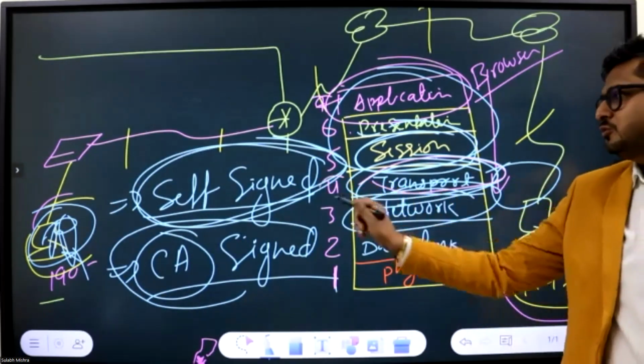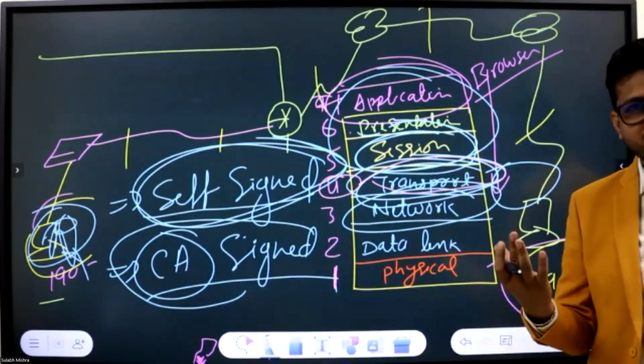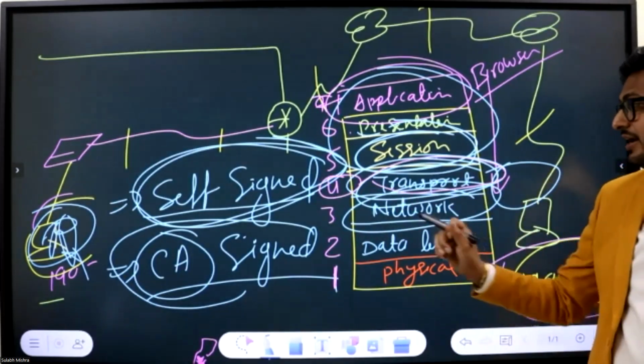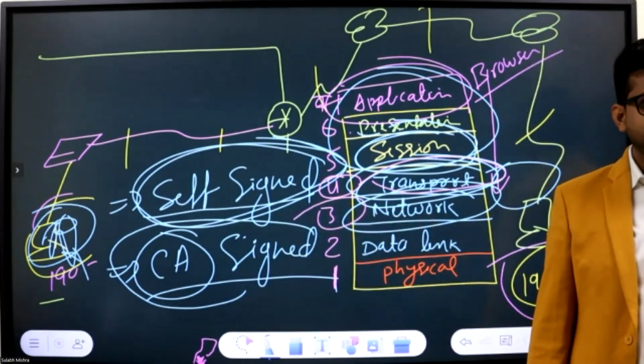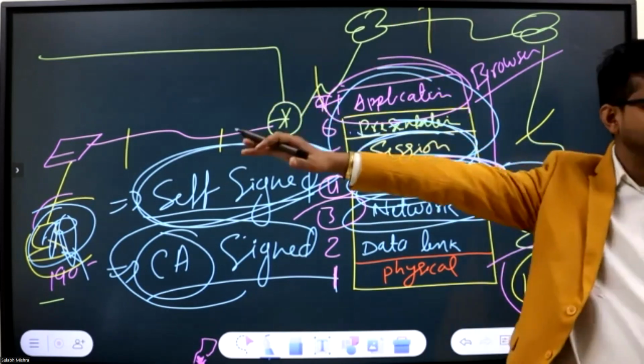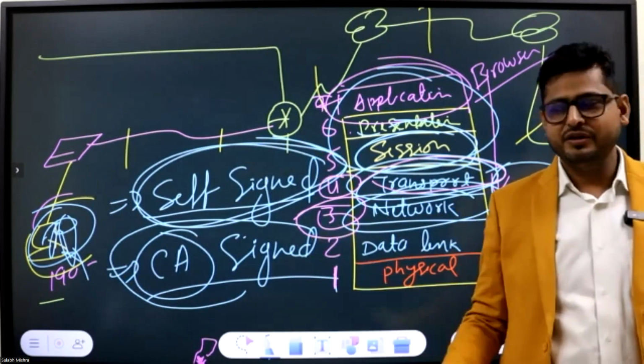So any device which works on layer number 4, such as your firewall, works on layer number 4, right? Network, any device like a router comes under the network layer. Means based on the IP address, it will route the traffic. It comes under the network layer.